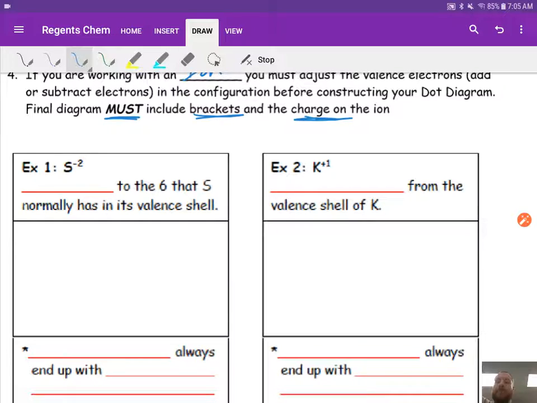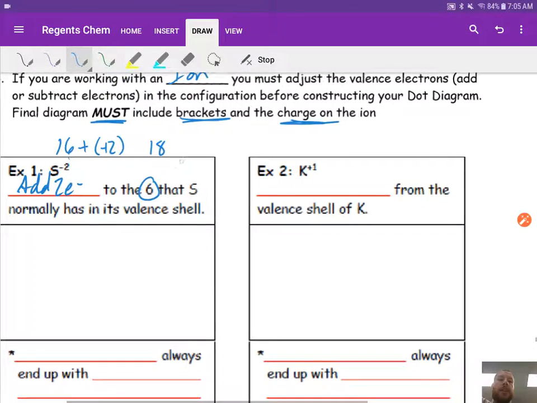So, for example, we have the sulfide ion, S2 minus. Now think to yourself, if it's a negative charge, that really means we're adding, right? Because if we look at sulfur, sulfur has a total of 16 protons, minus 2, which is really adding 2, so it has a total of 18 electrons. But when we look at our configuration, it really has 8 valence electrons. So we're adding 2 electrons to the 6 valence electrons that we already have. So 6 plus 2 equals 8.